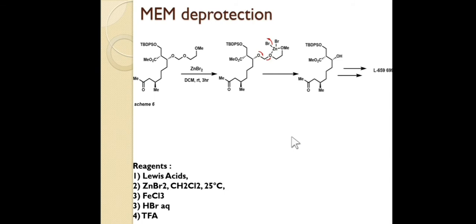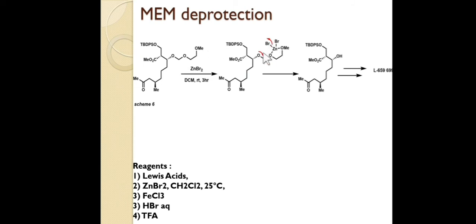For the deprotection, as we already discussed, the MEM protection is sensitive to Lewis acids such as ZnBr2, FeCl3, etc. Also, it can be deprotected with the help of protic acids such as HBr or TFA. With the help of Lewis acid, the mechanism is as follows.